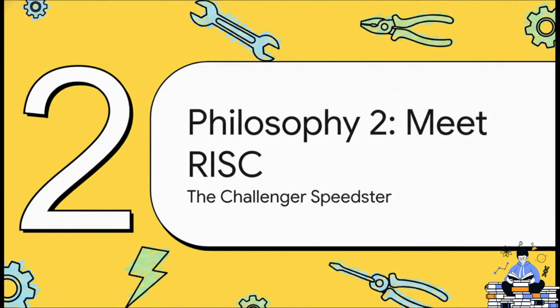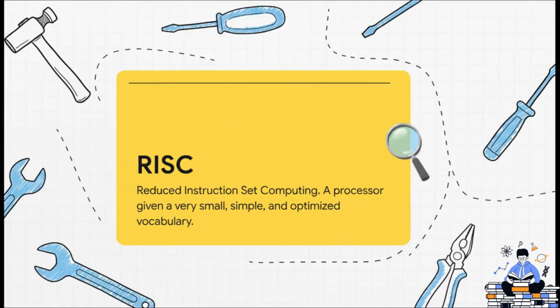But then, a totally new philosophy came along, a challenger that looked at this exact same problem from a completely different angle. And that brings us to the specialist toolkit, RISC. Yep, this is RISC, which stands for Reduced Instruction Set Computing. Now, that word reduced might sound like a bad thing, like a downgrade, but in this world, it's actually the secret to incredible speed and efficiency. Instead of teaching the processor this massive, complex language, the RISC philosophy says, let's give it a very small, simple, and highly optimized vocabulary.